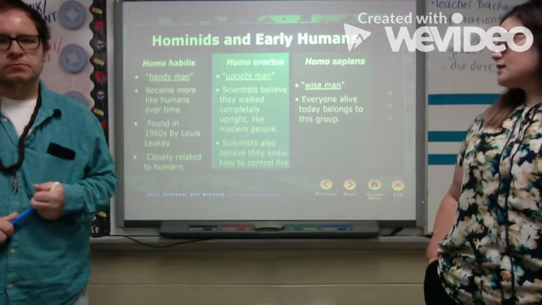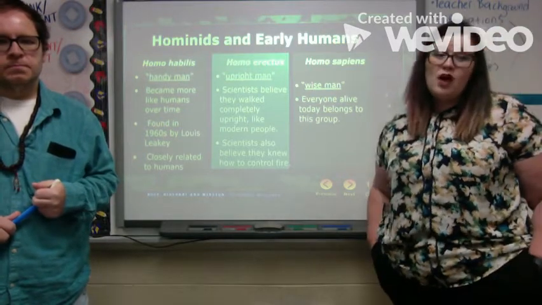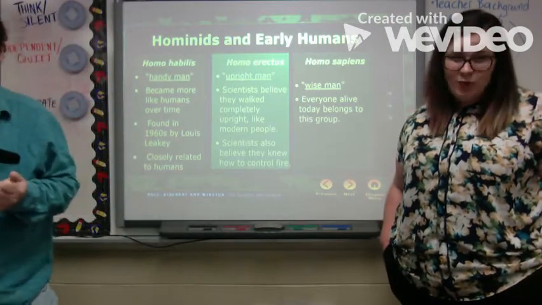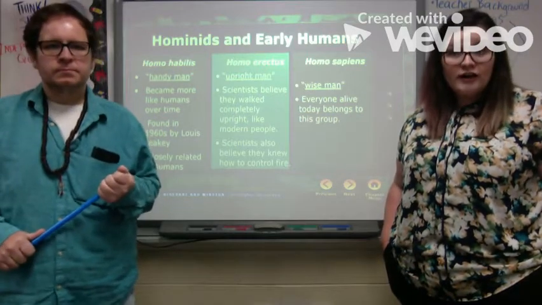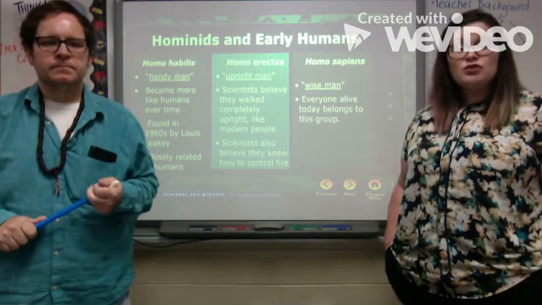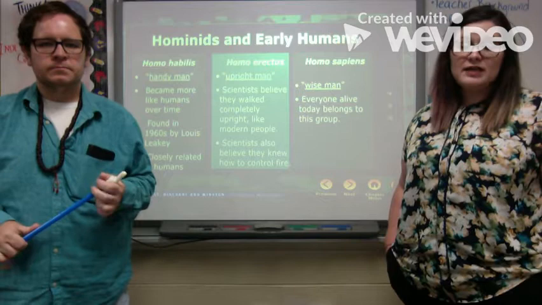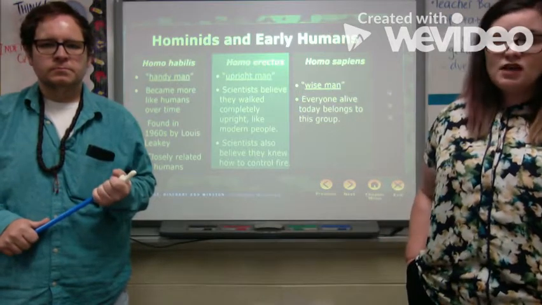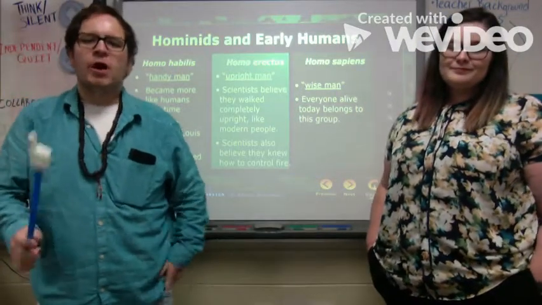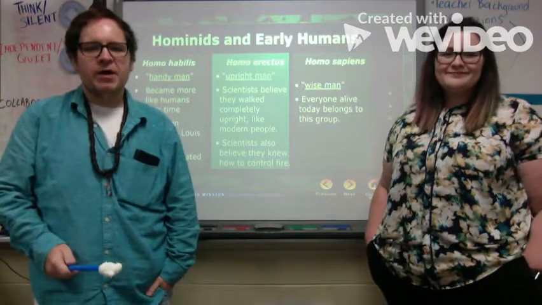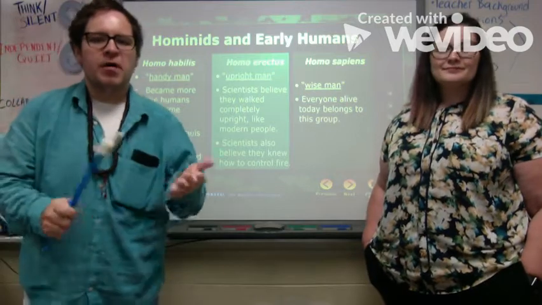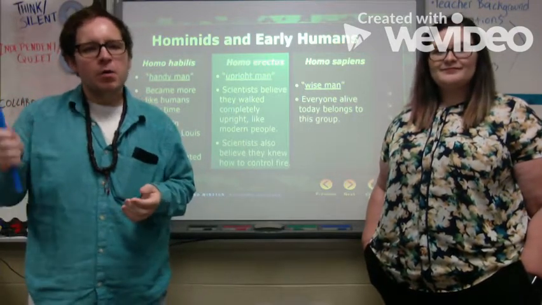All right, the next one is Homo erectus, or the upright man. Scientists believe they walked completely upright, just like modern people. Scientists also believe that they knew how to control fire. Now, we don't mean this like they're an avatar firebender. We mean this more of we think that they were able to start fires using different rocks and that kind of stuff, not that they are firebenders. And then lastly, the most important to us is Homo sapiens, the wise man, because that is the group we belong to today. So again, Homo habilis, handyman; Homo erectus, upright man; Homo sapiens, wise man.